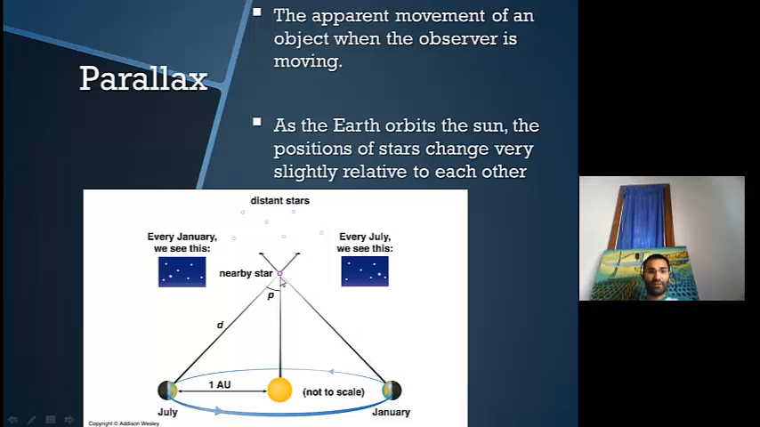And what happens is scientists can use this apparent movement to calculate the distance from this sun here to this star here. What we're going to do is a practical based around this, called the parallax practical, and we're going to see if we can figure out, using trigonometry, how you can measure this distance here.